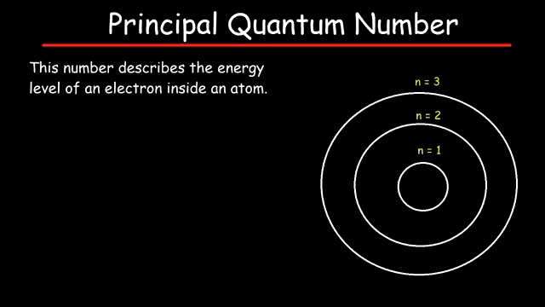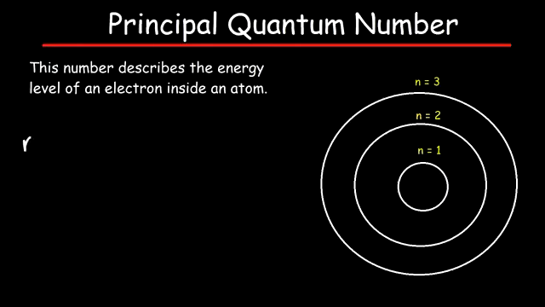In this video, we're going to talk about quantum numbers. There's 4 of them that you need to know. And basically, the quantum numbers tell you the address of an electron inside an atom. Every electron has a unique set of 4 quantum numbers based on the Pauli exclusion principle.